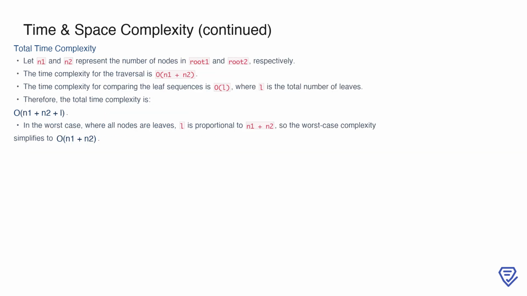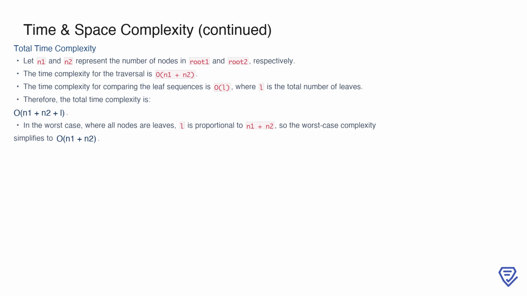Now, combining everything, let's calculate the total time complexity. If the first tree has n1 nodes and the second tree has n2 nodes, the traversal of both trees requires n1 plus n2 time. Adding the time required for comparing leaf sequences, which is L, the total time complexity becomes n1 plus n2 plus L.